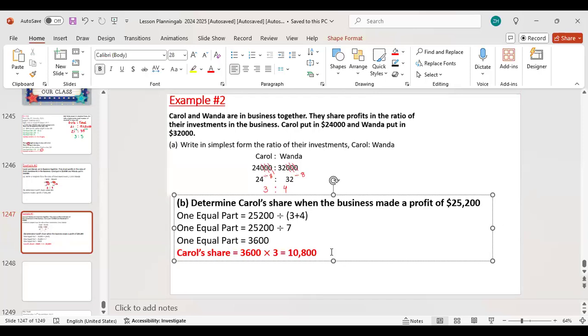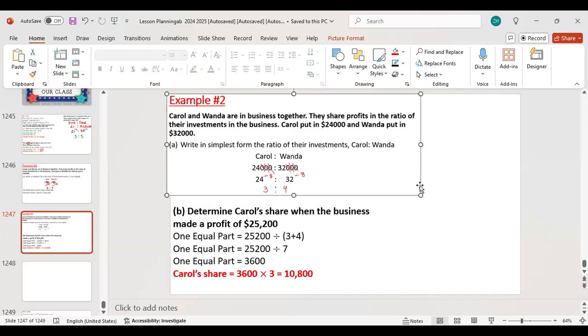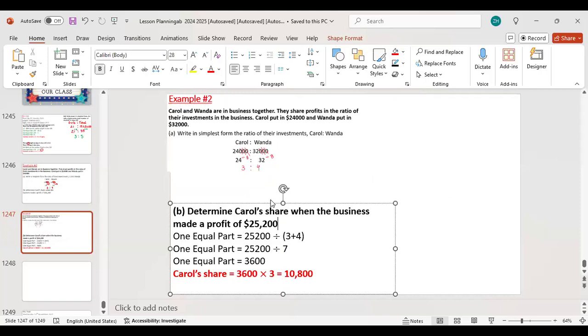Okay, next. So that's Carol's share. Now let's ask part B. Part C rather. So this is that 10,200. Okay, good. Last part of the question says the following. Let's put this on this side. Please make sure I mute your mic if you're not speaking.